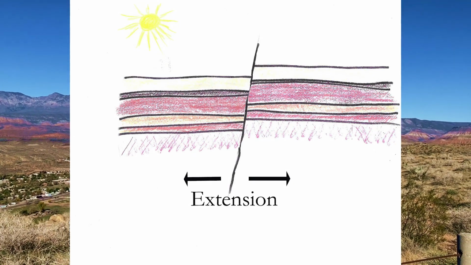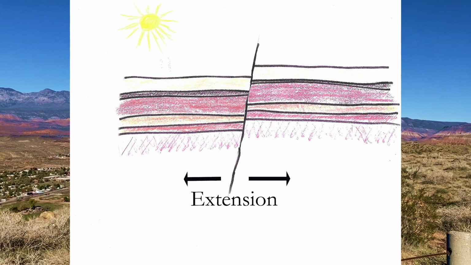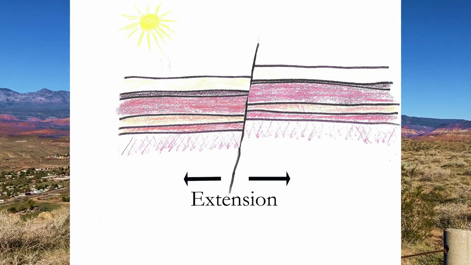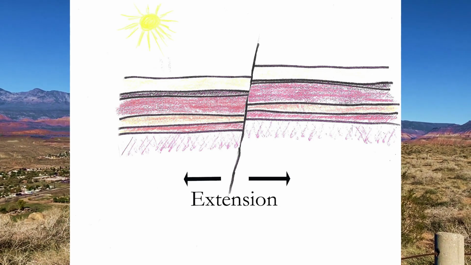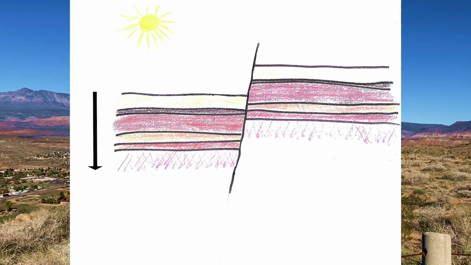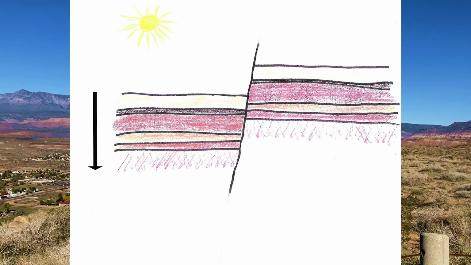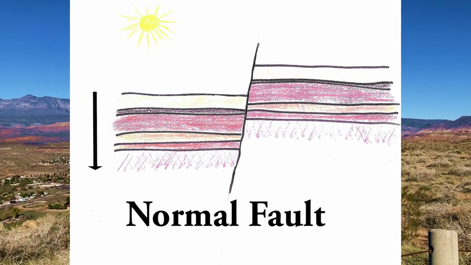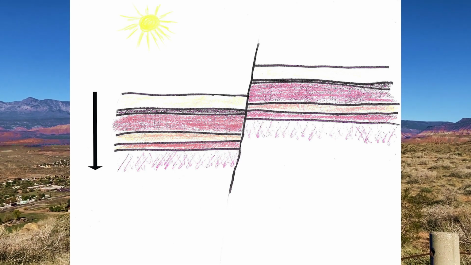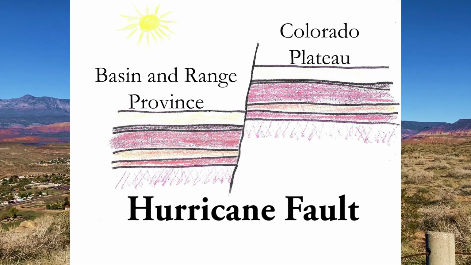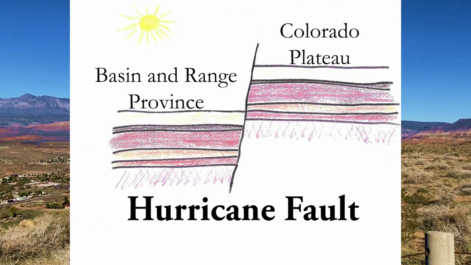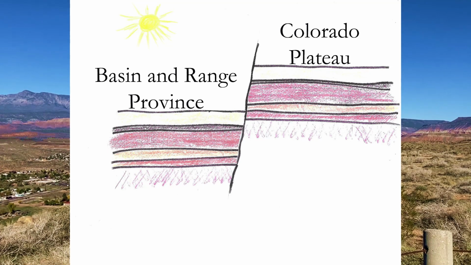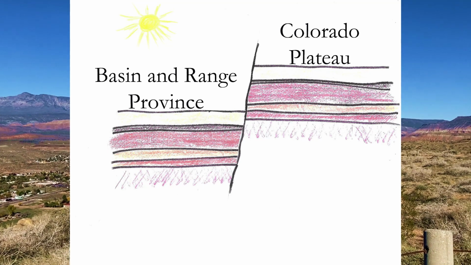In our case, it's a force which pulls the two parts apart. As a result, the left side or the west side is pulled a little way and starts sinking down. This is what's called an extensional fault or also a normal fault. The hurricane fault is part of the separation between the Colorado plateau, it stays high up, and the Basin and Range province to the west, which sinks and slips down more and more.